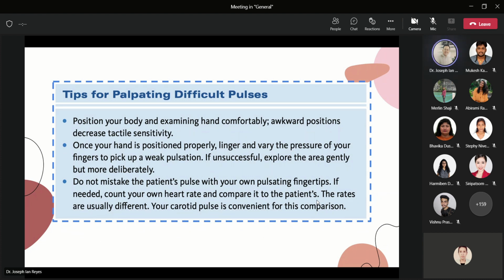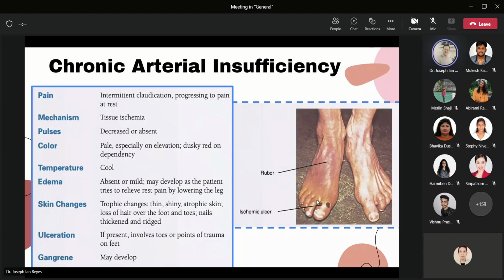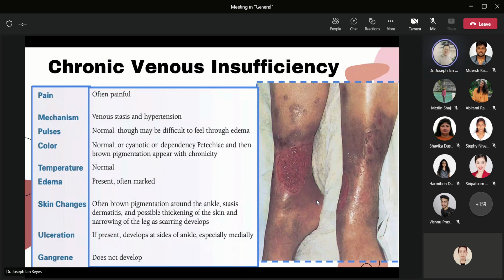Then do not mistake the patient's pulse with your own pulsating fingertips. So if needed, count your own heart rate compared to the patient's, so that you can discriminate yours from the patient's. These are just conditions where circulation is poor. So chronic arterial insufficiency, you have this condition. Chronic venous insufficiency, you have these, the painful ulcers.